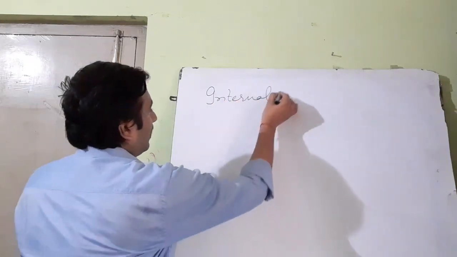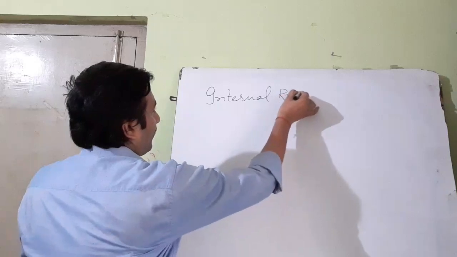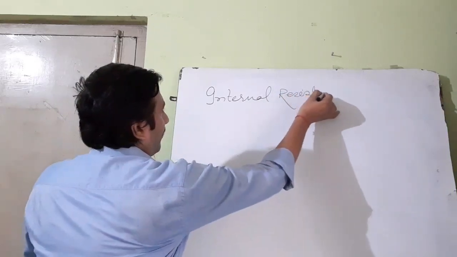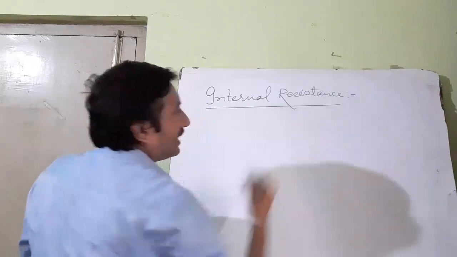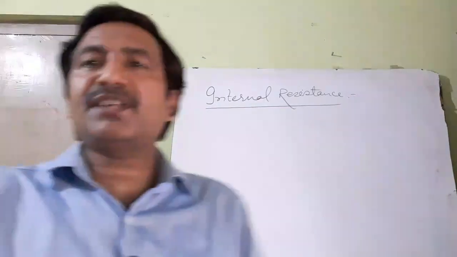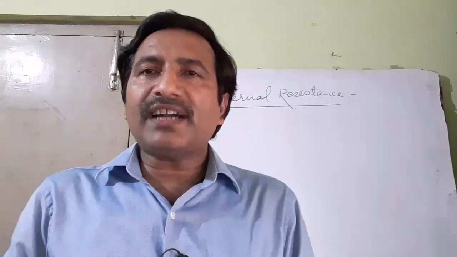Internal resistance. Actually, this is the resistance, meaning obstruction, offered by internal components of an electric cell. Do you know what the internal components of an electric cell are?